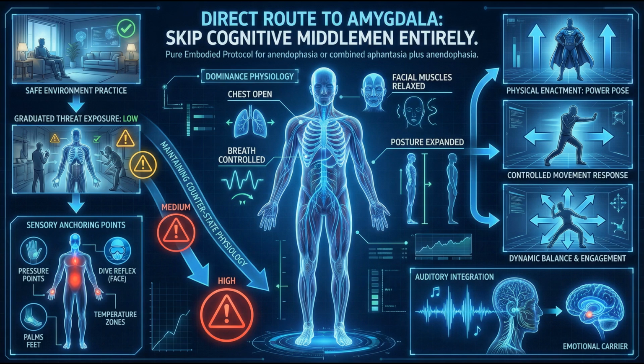Then deploy that same physical state in progressively closer proximity to the actual feared stimulus or context. You're creating the prediction error through direct somatic experience. No narration needed. The proprioceptive and interoceptive feedback is the new data. Additional channels for people without inner speech.